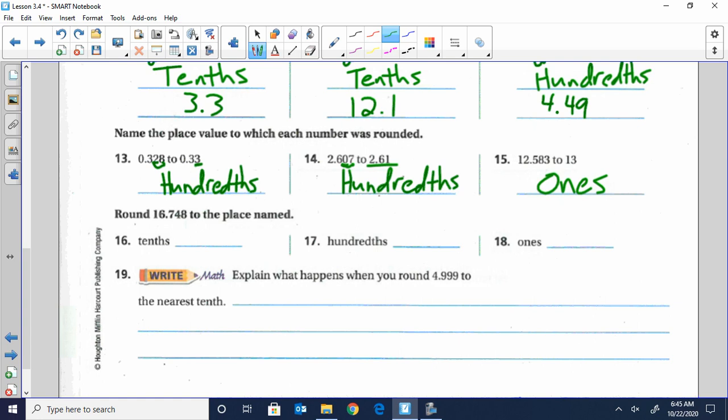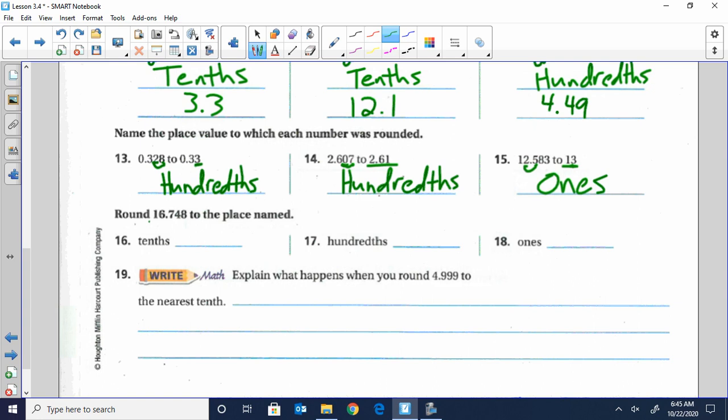On number 15, we have 13, which is the ones place. That 3 is in the ones place. The 2 looked to the 5. The 5 told it to bump up to a 3. So we have 13. We can also do questions 16, 17, and 18 here.